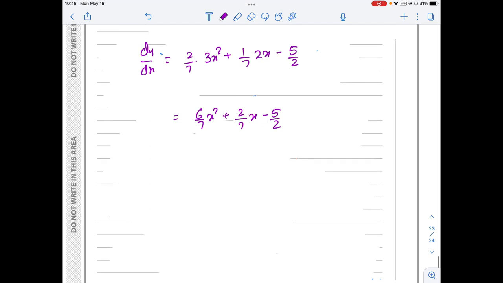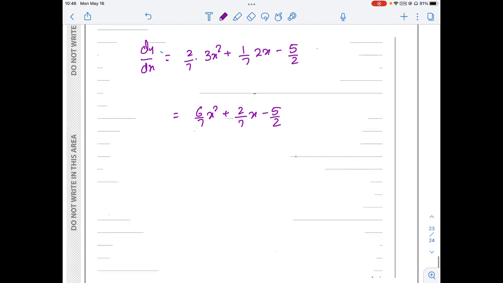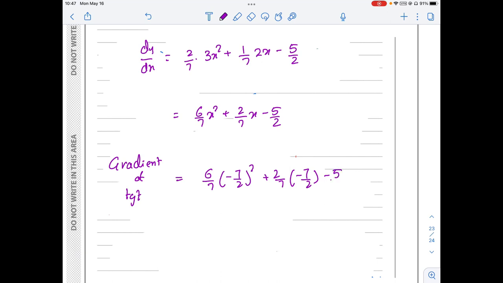So therefore we know the gradient of the tangent. dy by dx means gradient of the tangent. So I'll be finding the gradient of the tangent at minus 7 upon 2. So plug in minus 7 upon 2 over here: 6 upon 7 times minus 7 upon 2 whole squared plus 2 upon 7 times minus 7 upon 2 minus 5 upon 2.